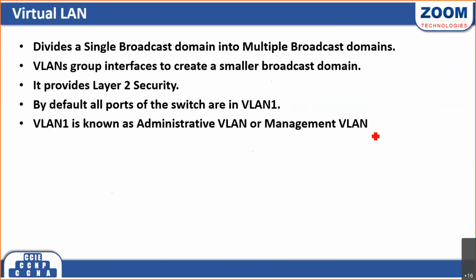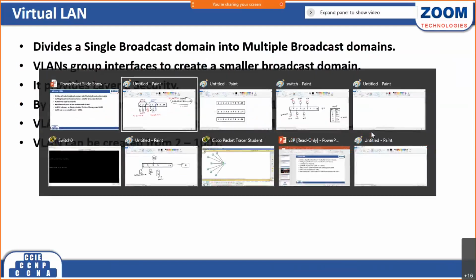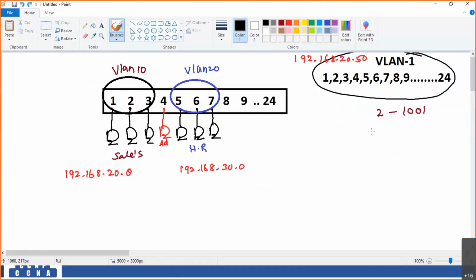VLANs can be created from 2, 3, 4 up to 1001; we can create that many VLANs. So VLAN is going to segregate our network department-wise. We can divide a single broadcast domain into multiple broadcast domains to minimize the broadcast and to provide layer 2 security. Is it clear?